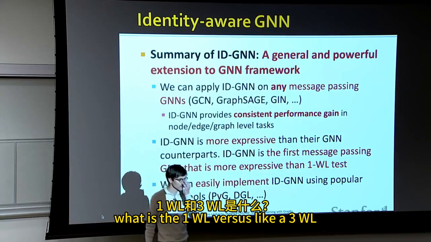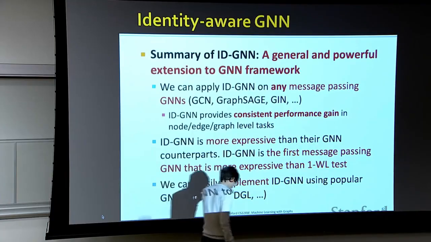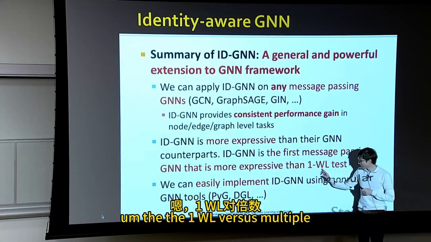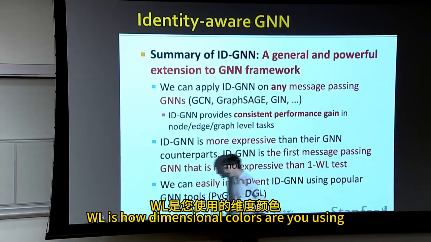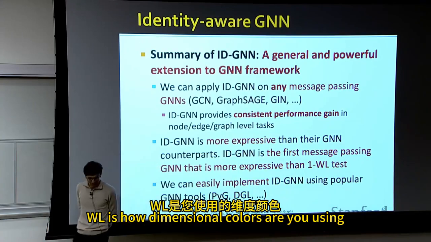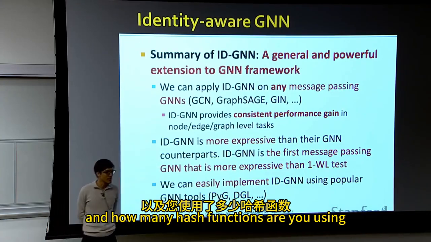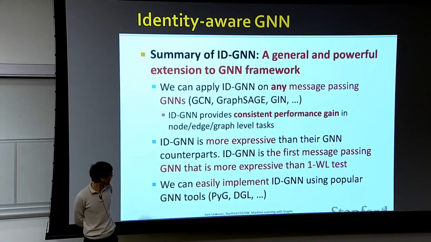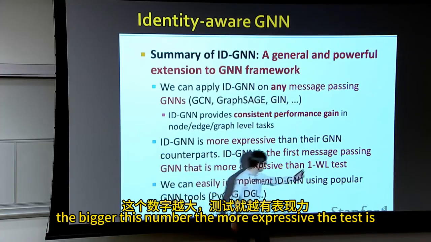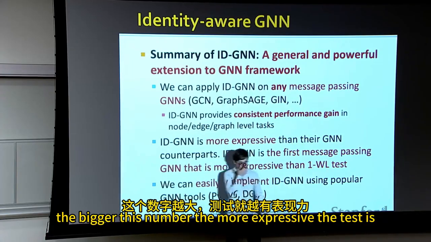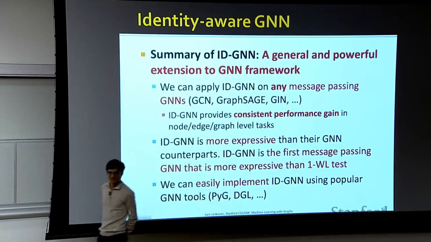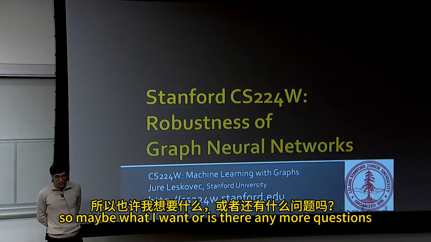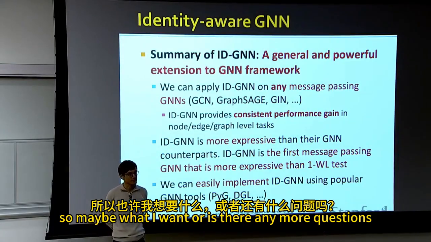What is the 1-WL versus like a 3-WL? The 1-WL versus multiple WL is how dimensional the colors are that you are using and how many hash functions you are using. Okay. So the bigger this number, the more expressive the test is. Okay, cool. So is there any more questions?